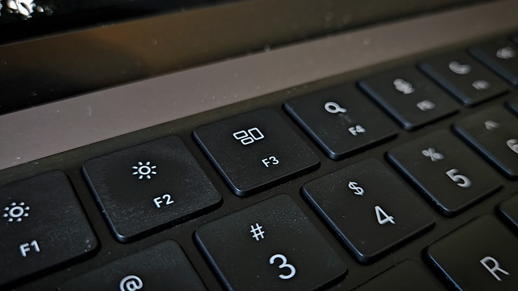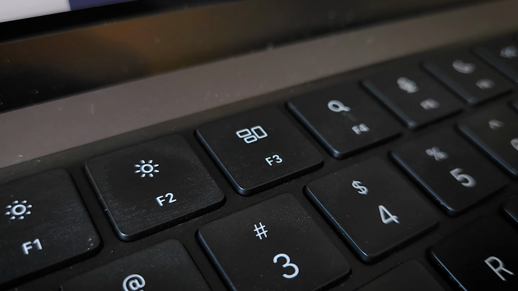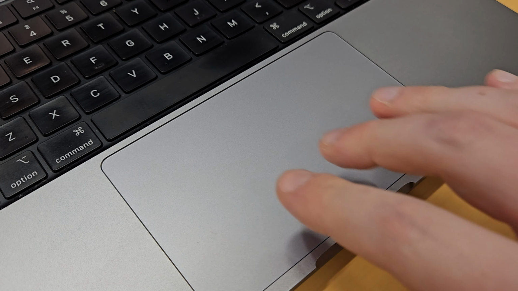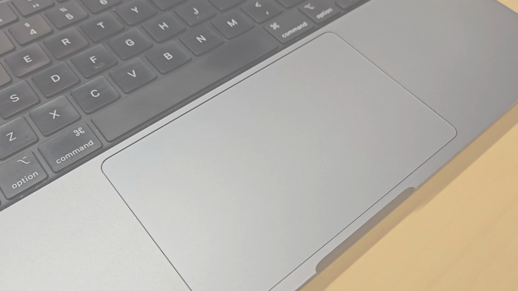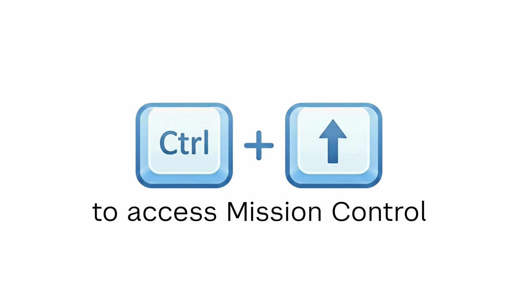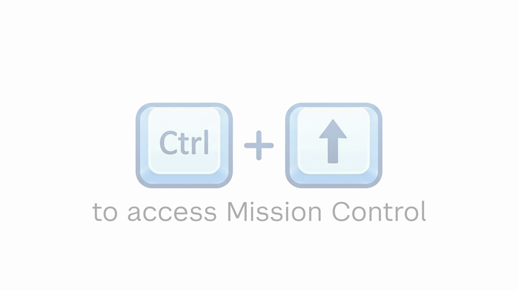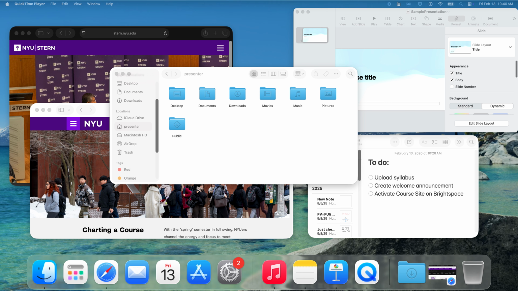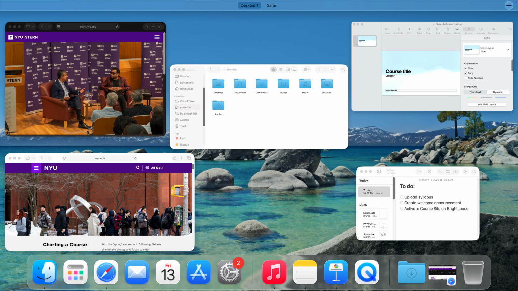Many Macs have a dedicated Mission Control button on the top row of the keyboard. Or, if you're using a laptop with a trackpad, you can swipe up with 3 fingers. If you're using a keyboard or a mouse that doesn't support these, you can use the keyboard shortcut Control-Up arrow on any Mac. Mission Control reveals all of your open windows at once, making it easier to pick out a window if it's covered by other applications.